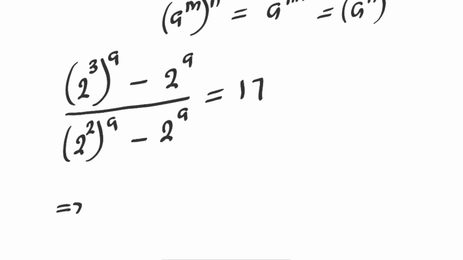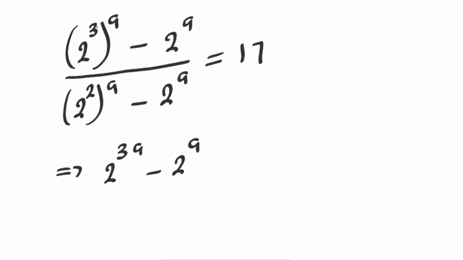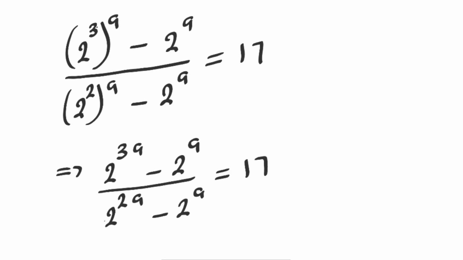This can be written as 2^(3a) minus 2^a, divided by (2^2)^a, which can be written as 2^(2a), minus 2^a, is equal to 17.